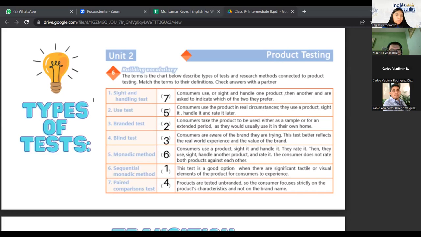Which one would you choose? Maybe you would choose the sighting handling test. Why? Because look at the definition. This test is a good option when there are significant tactile or visual elements of the product. Well, that's in my case. If you see that the pupusas are really good, you actually want to eat them. That's what I think, but I don't know if you think the same. And you can choose other products, at least three, and just one type of test for each product. Solamente un tipo de test que haría para ese producto. That's the activity.